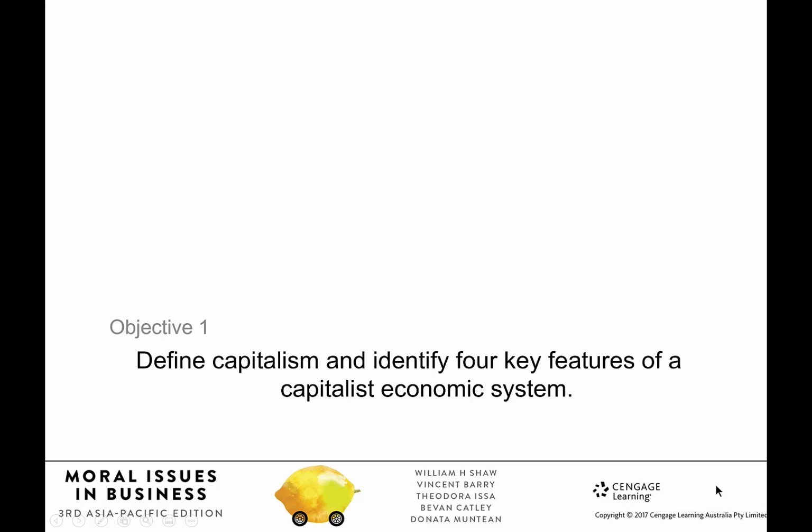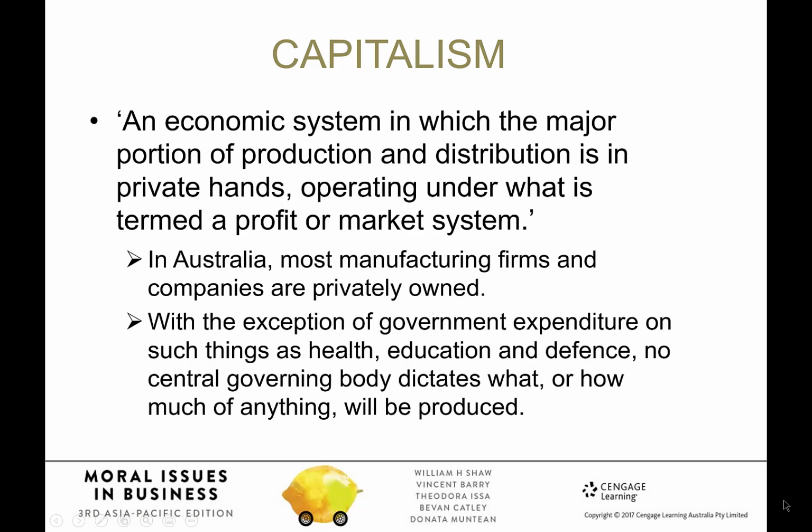Objective 1. Define capitalism and identify 4 key features of a capitalist economic system. So let's first define capitalism. Capitalism is an economic system in which the major portion of production and distribution is in private hands, operating in what is termed a profit or market system.